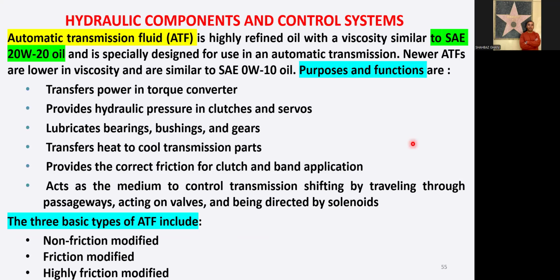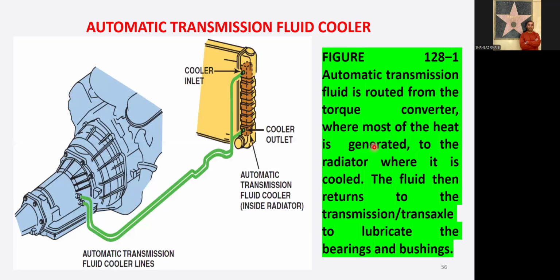Then in the next parts, we studied the hydraulic components and the control system. We talked about the automatic transmission fluid and the basic types of automatic transmission fluid, and what properties it should have to be used in the automatic transmission system.